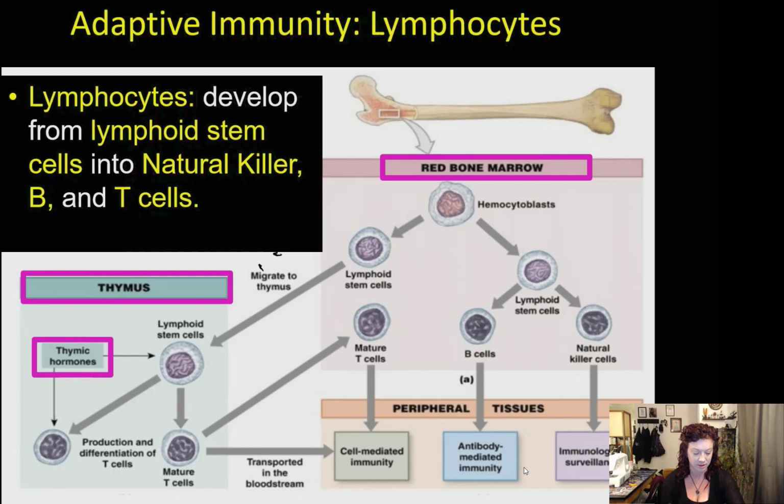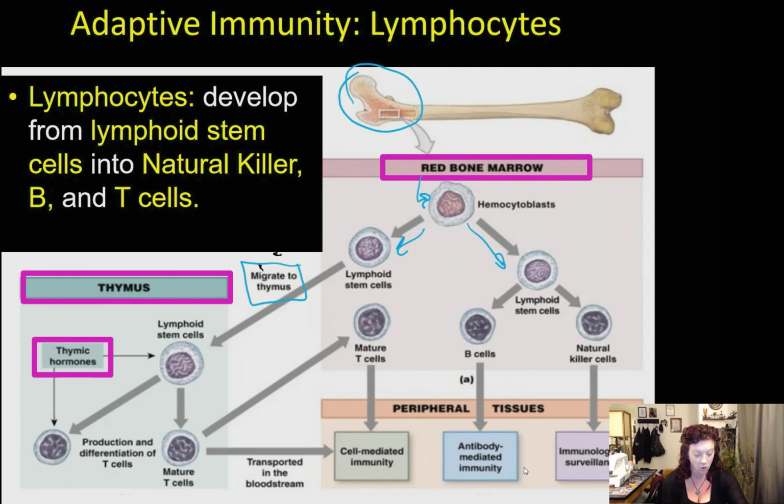Now all of this starts in the red bone marrow. Okay? In your red bone marrow, there is a stem cell called a hemocytoblast. Hemocytoblasts are able to differentiate into these lymphoid stem cells. Now, not all lymphoid stem cells stay in the red bone marrow to develop into these lymphocytes. Instead, some of these lymphoid stem cells actually migrate to your thymus, which is an organ just deep to your sternum, right over your heart.